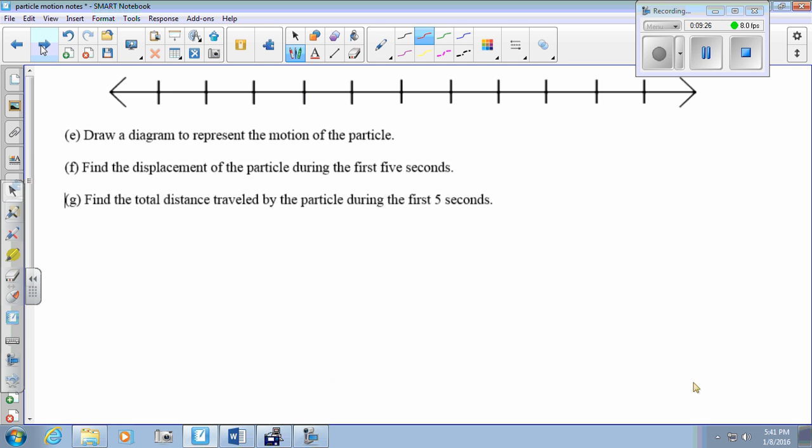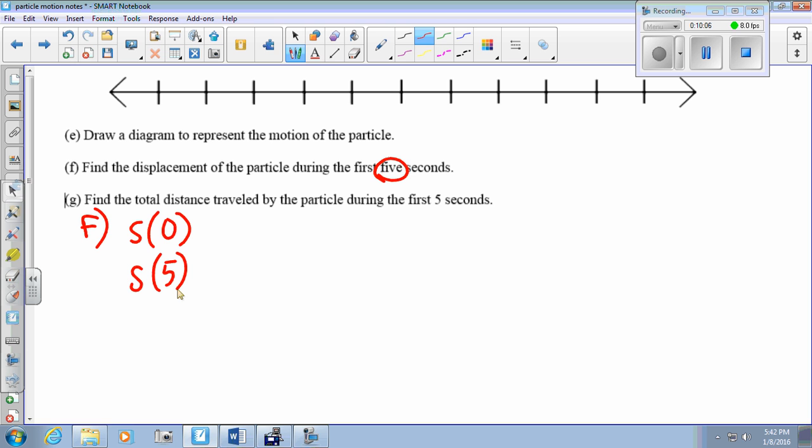Okay, now part E we are actually going to work on as we do part F and part G, because we're going to need some of the numbers we're going to find before we can actually sketch this graph to draw a diagram that represents the motion. Okay, so to find the displacement of the particle during the first 5 seconds, remember we said that displacement was the difference between your starting position and your ending position. And if I want the first 5 seconds, I'm starting at time 0 and I'm ending at time 5. So I need to find my position at 0 and my position at 5.